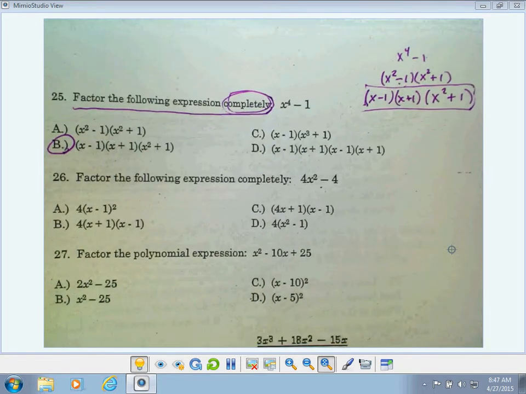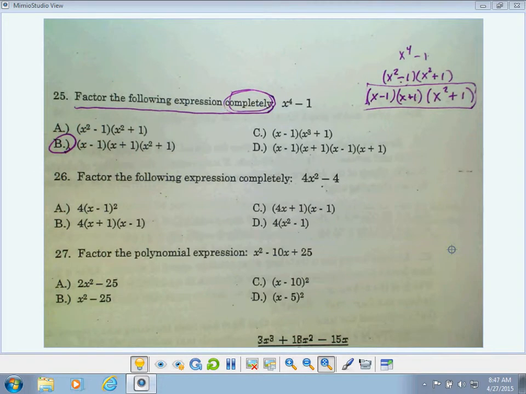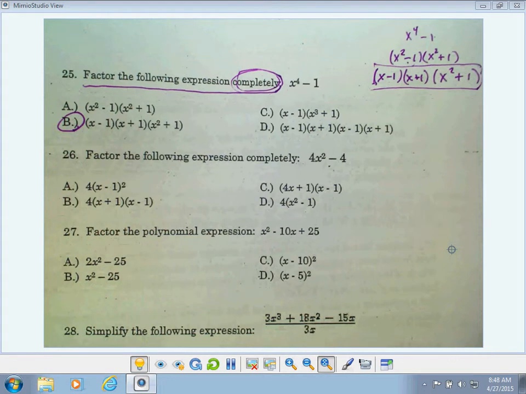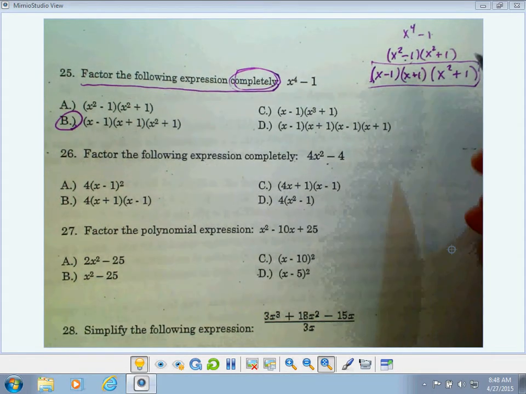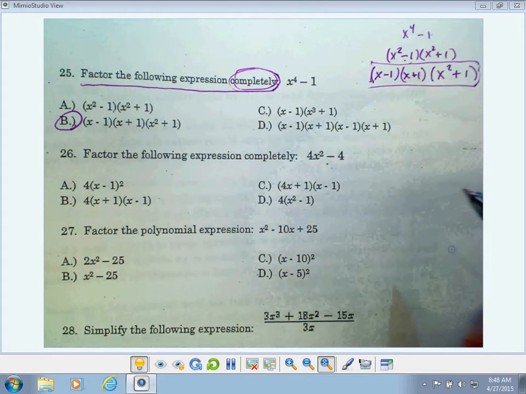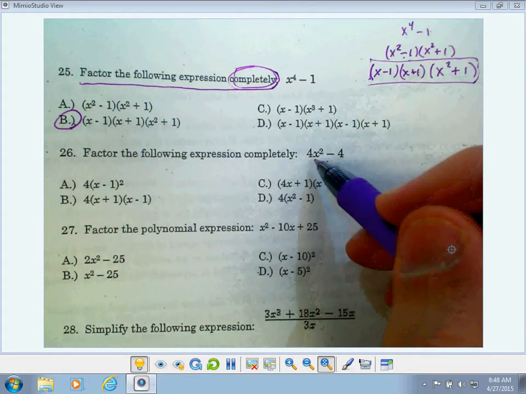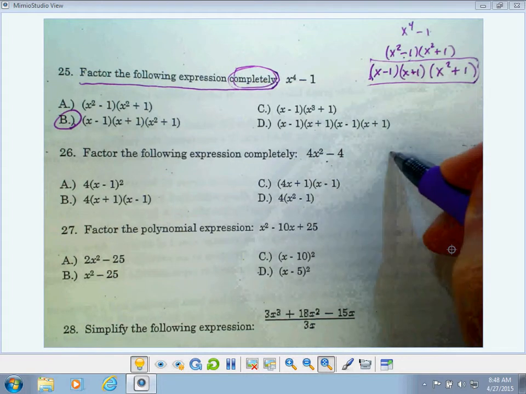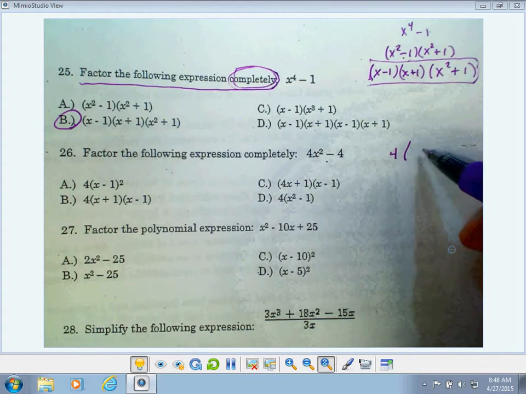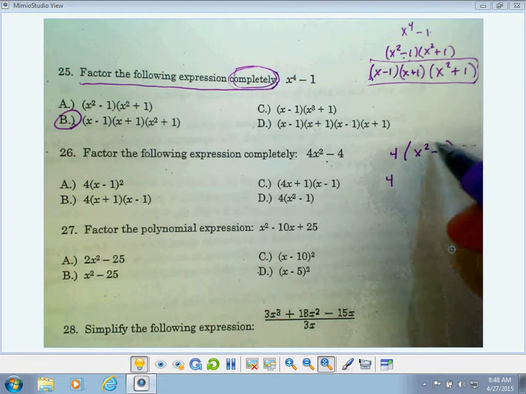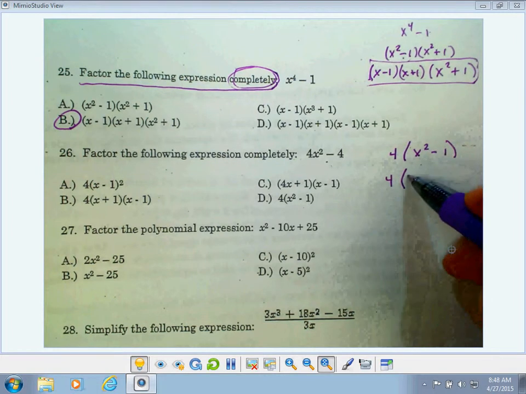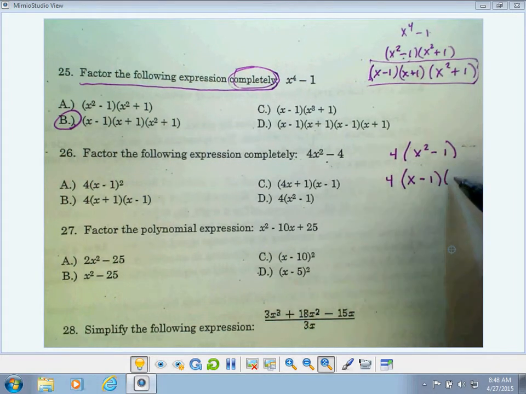So B is the absolute complete factoring, whereas A, although correct, is not totally finished. So looking at number 26, I would say the same kind of thing, except my first thought is, can I always look for a greatest common factor here? And it looks to me like there's a 4 present in both of these things. So I would first factor the 4 out, and it would leave me with x squared minus 1. And then, with the 4 on the outside, I would say this is again another difference of two squares. So x minus 1 and x plus 1.